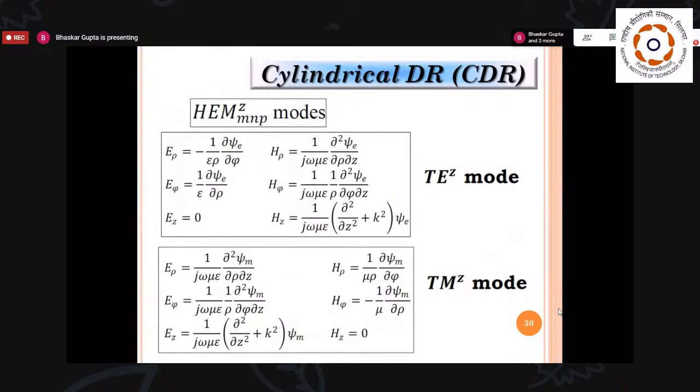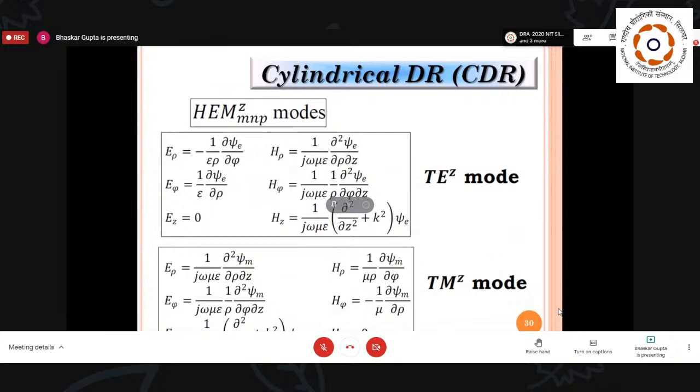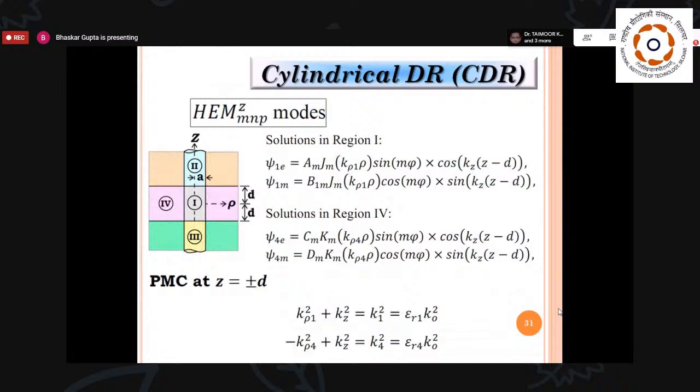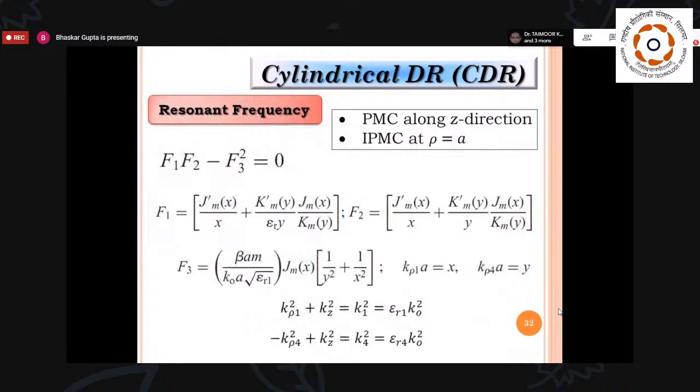See, the E field components and H field components are as before, as regards the expressions. But then let's take the cylindrical DR. We write proper solutions, subjecting it to the proper boundary conditions. Remember that ground plane. So using that ground plane, and using proper boundary conditions, we get eventually the solutions in these regions, as before, all in terms of the harmonic functions. You see in region 1, region 4, and then you have this PMC on the top and on the bottom. So every region function is there before you, only two had been shown.